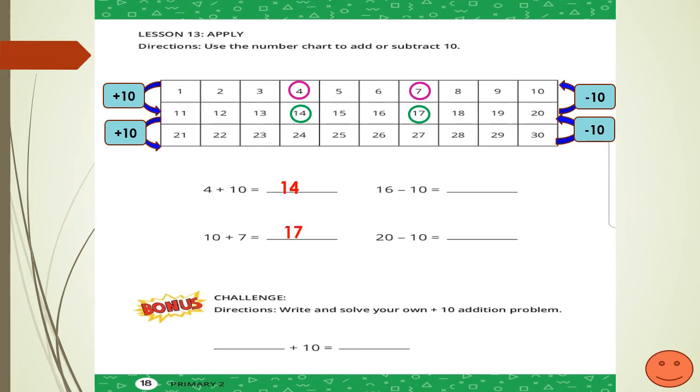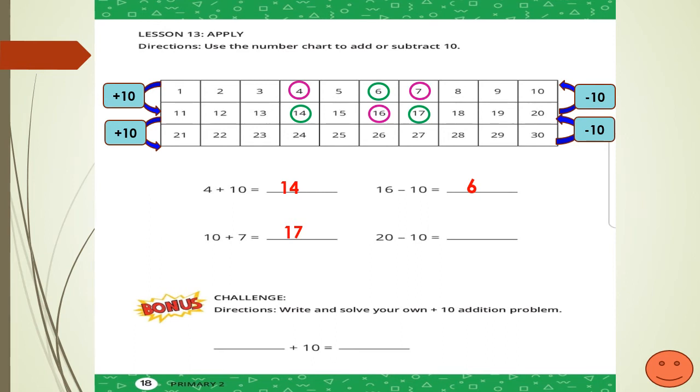The next problem, 16 minus 10. Here we are subtracting, so we will count back. First, you have to place 16 on number chart. Here is 16. 16 minus 10. So we will count back the number up. We will look up, okay? So the result is 6.